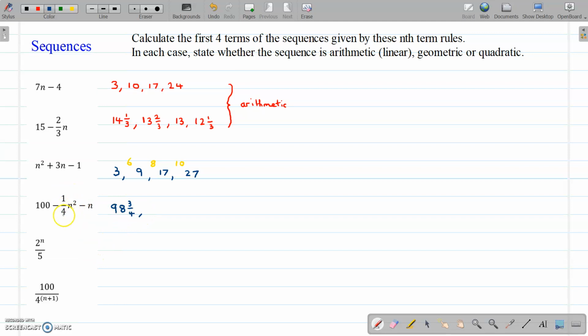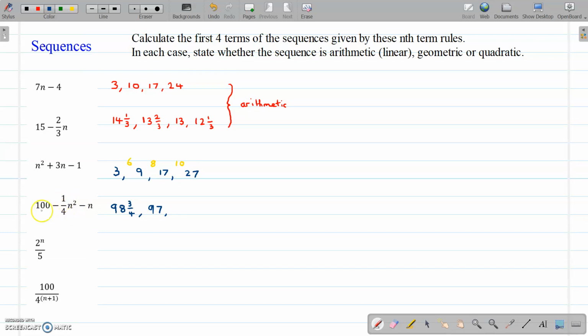Okay, now the second term, when n is 2, well, 2 squared is 4, and a quarter of 4 is 1, so it's going to be 100, take away 1, which is 99, take away the n, which is 2, 97. Okay, exactly 97.